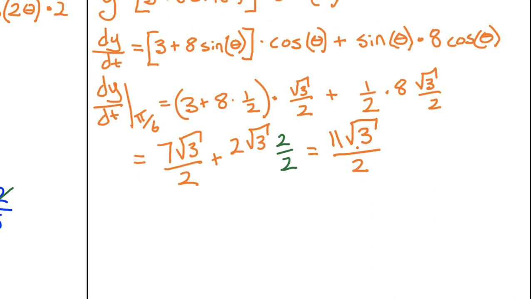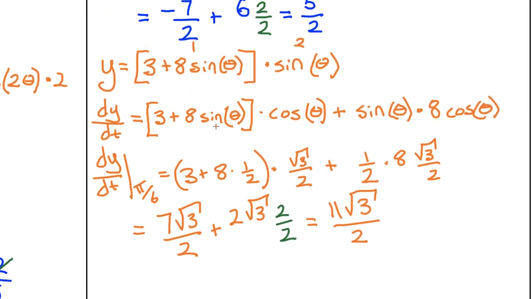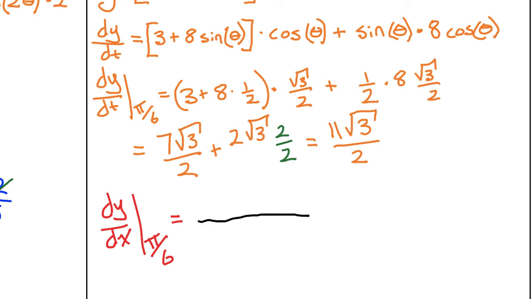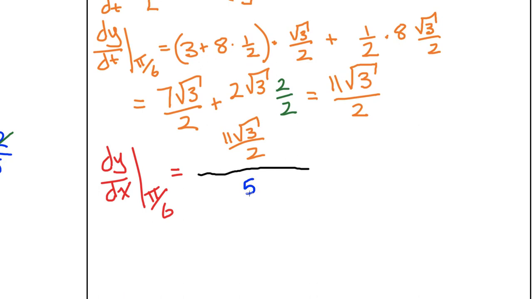Alright, so we have 2 pieces now. We have the dy/dt and the dx/dt when we plugged in pi over 6. Let's find out what happens when we find dy/dx when we plug in pi over 6. That is going to be equal to a fraction where I do the derivative of the y on the top, so this is going to be 11 square root of 3 over 2, and the derivative of x we figured out was 5 halves. Alright, let's keep it, change it, flip it. So I still have to keep the 11 square root of 3 divided by 2, change it from division into multiplication, and flip it, take the reciprocal of 5 halves, which is 2 fifths.